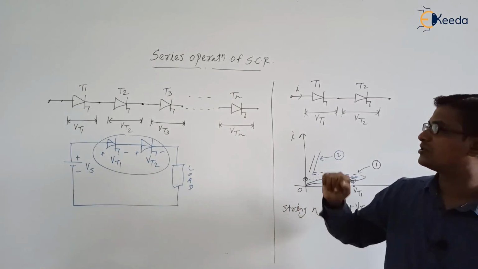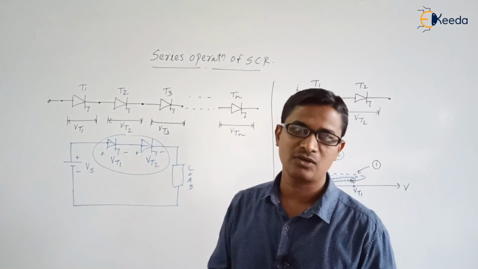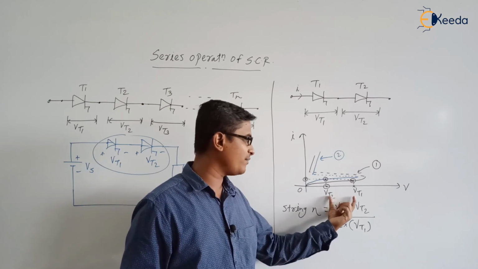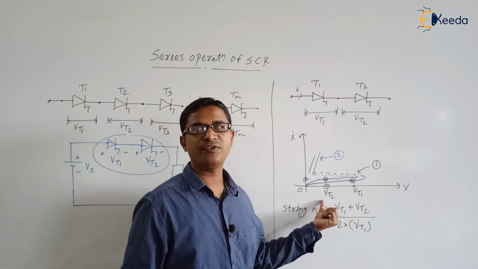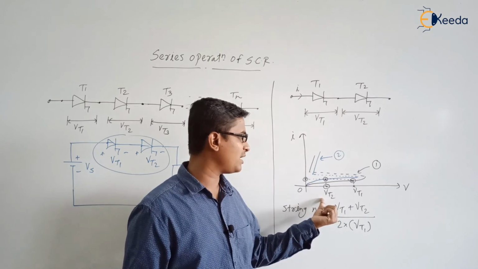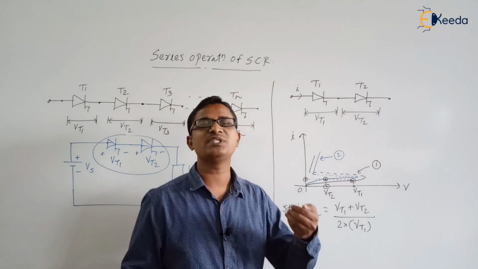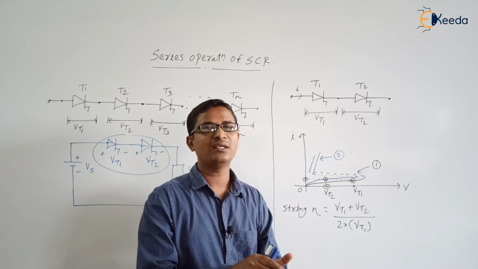So this is about the series operation of SCR. For getting 100% efficiency, VT1 and VT2 should be the same. If VT1 and VT2 should be the same, then what should be the requirement? The VI characteristics of both the SCRs should be the same, or identical. Are you getting the point?